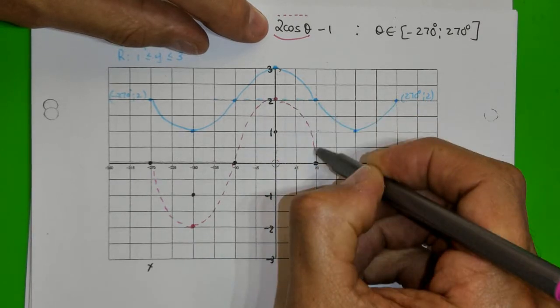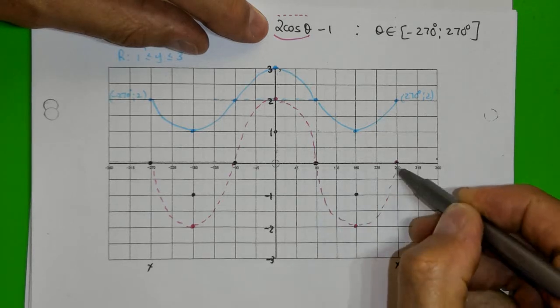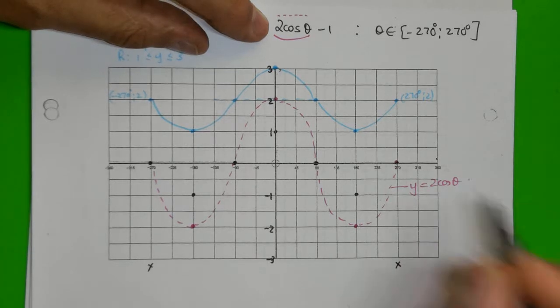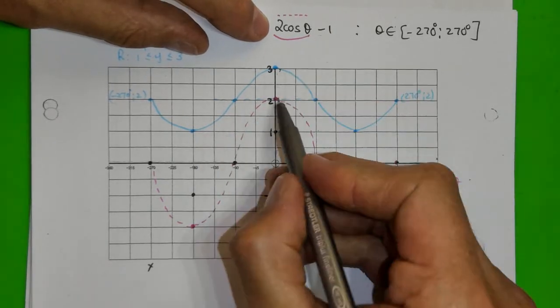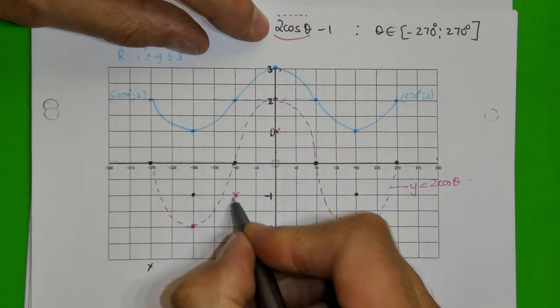So this part I'm only going to indicate for you just for now. Cos theta undergoing the stretch of factor 2 vertically. So this here is y equals 2 cos theta. It's not what we want. We want minus 1. So we go to that curve, we subtract 1 from y. Subtract 1 from that point.